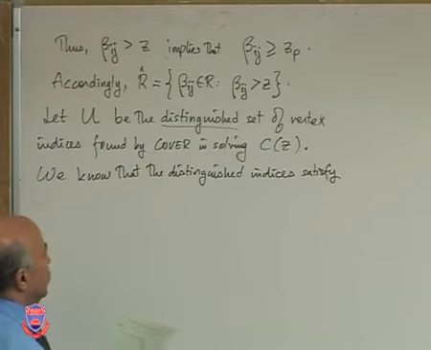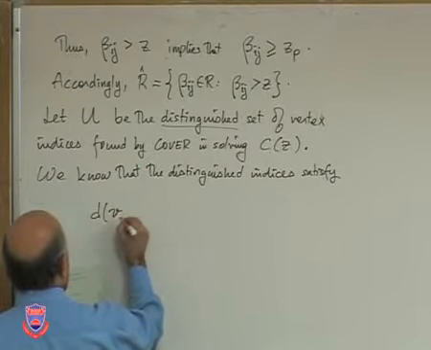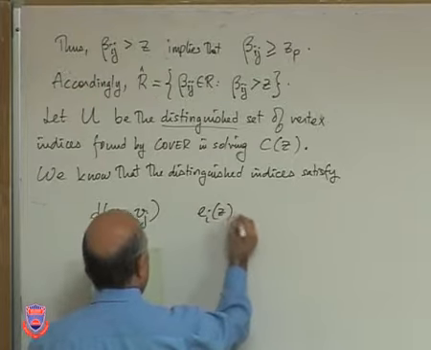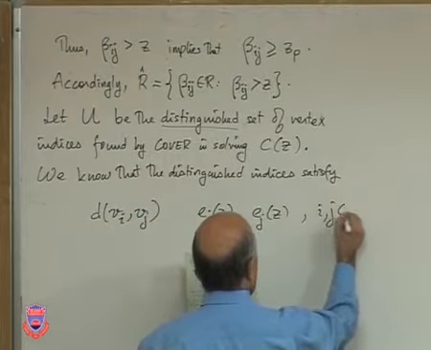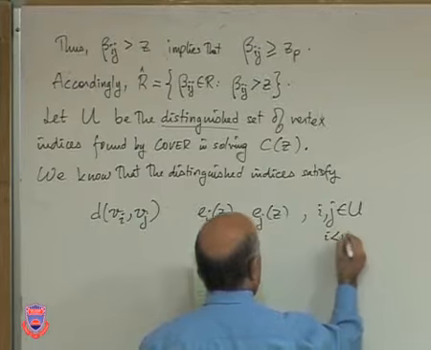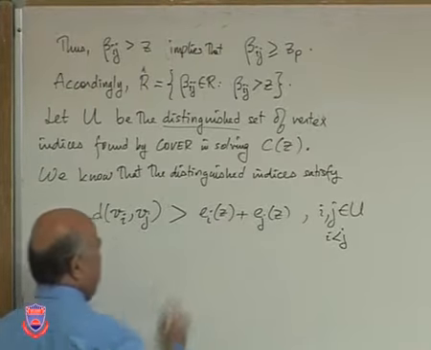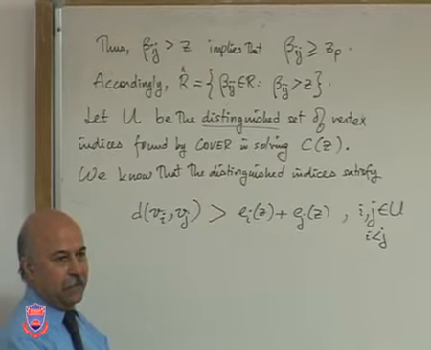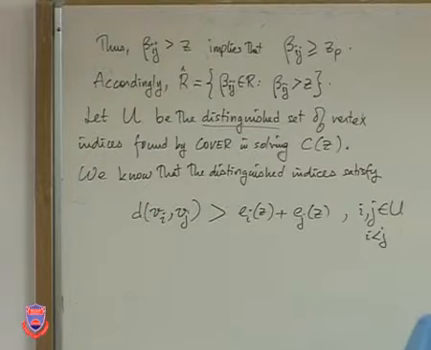So I know that the distinguished indices, or those indices in the set U, satisfy the following inequality. Distance between Vi and Vj is related to Ei of z and Ej of z in some way for every distinguished pair of indices I less than j. What's the relation? Strictly greater than that. Why is that true? Because otherwise those two indices will be covered by a single center. So they will be in U.